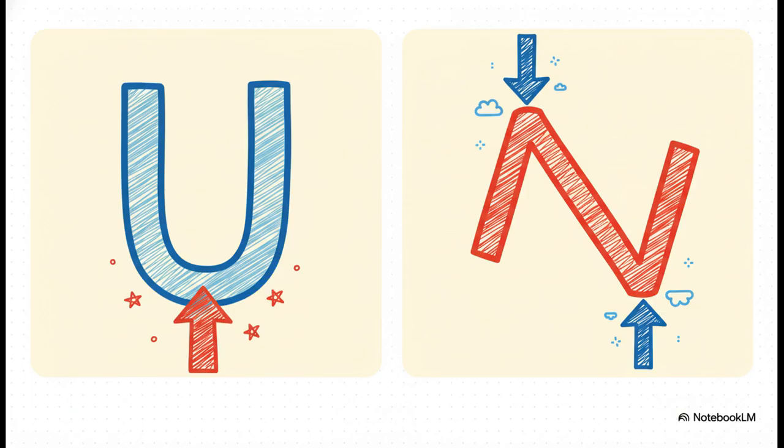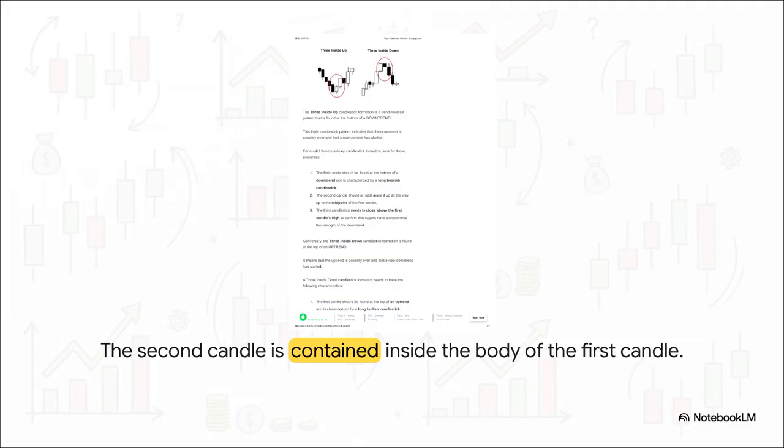The 3 inside up shows up at the bottom of a downtrend and suggests things might be heading higher. And the 3 inside down, well, that's found at the top of an uptrend, and it's a warning that a drop could be coming. Now, this pattern gets its name for a really key detail that you can see here. The body of that second candle is completely contained, or inside, the body of the first candle. That's your first sign that something is changing.